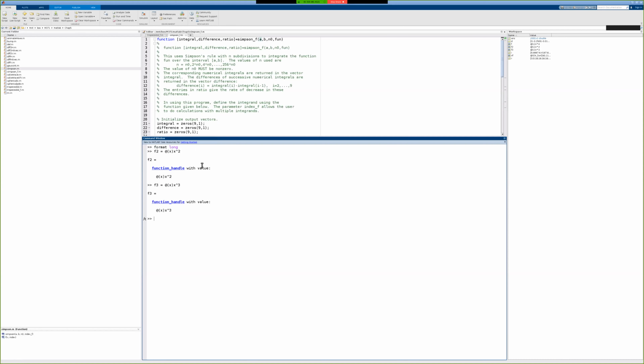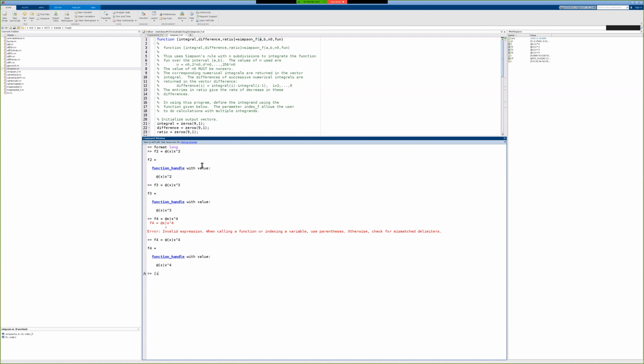And let's say F4 is the quartic function. Oops, left out a parenthesis, okay. And then we'll try applying Simpson's rule. Oh, by the way, it might also be interesting to compare Simpson's rule with the trapezoidal rule. So why don't I do that?